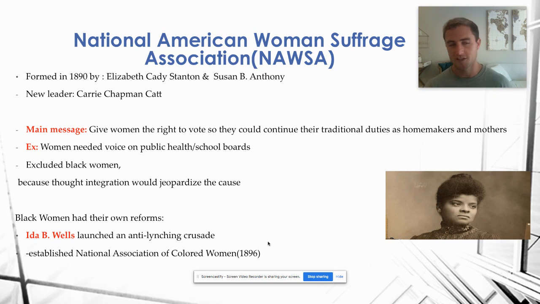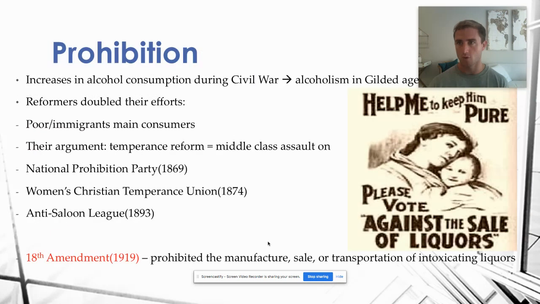An unfortunate side effect is that they are going to exclude Black women in this time period because they're looking for national representation, including white women in the South, and they thought that if they integrated their society, this would cause them to lose popularity in the South. They were in a segregated society, and so Black women had to do their own reforms, like Ida B. Wells, who fought against lynching, and of course, successfully eventually, but unsuccessfully in the 1890s and early 1900s.